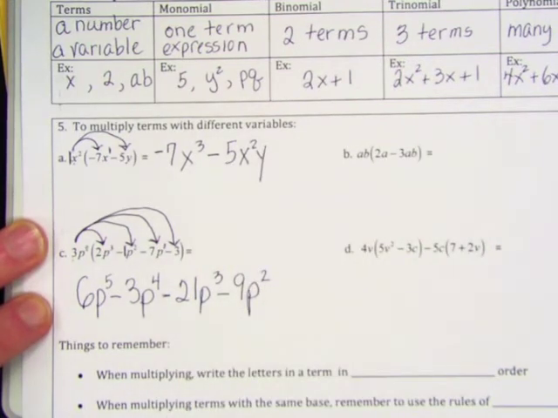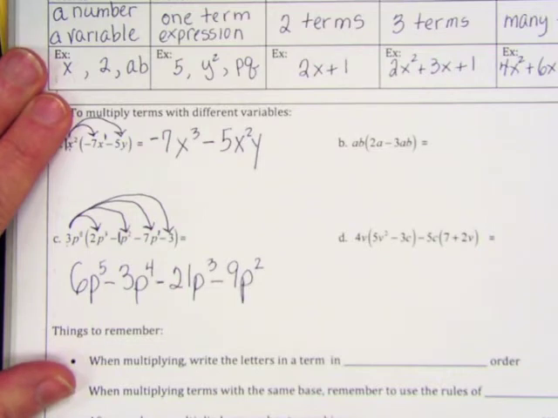Now you may pause the video and go back and look at these 2 examples to see how I did it if I went too fast. So take a moment and pause and look back over those, and then try the next 2 on your own. When you have tried B and D on your own, you may restart the video and check your answers.